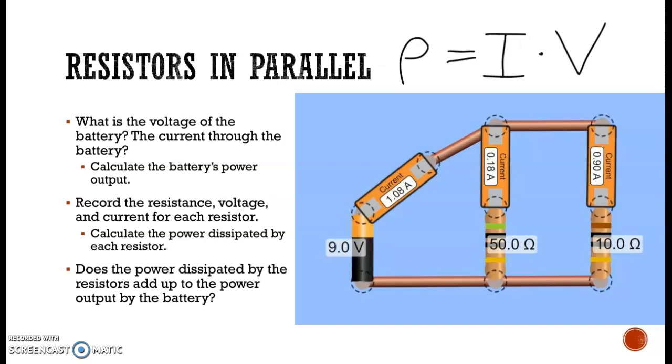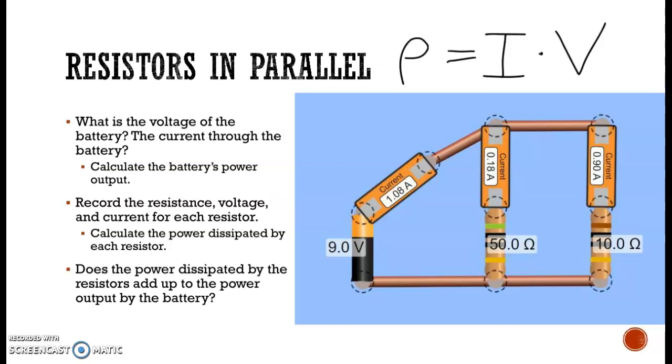Okay, next record the resistance, voltage, and current for each resistor. Okay, so for my 50 ohm resistor, I have 0.18 amps of current. How much voltage do I have on this resistor? Well, it must be 9 volts since it's connected directly to the battery there. Okay, this whole wire we can call blue, and this whole wire we could call red. So the whole thing, that's 9 volts there. This is 9 volts here across this 10 ohm resistor as well.